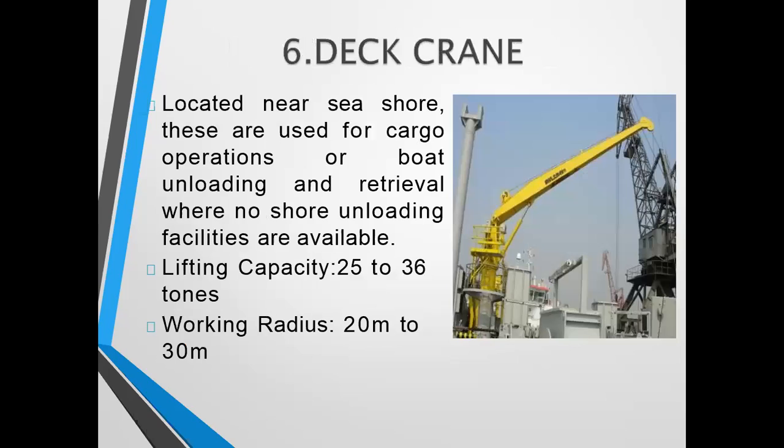The next type of crane is the deck crane. Deck cranes are located on ships and boats. These are used for cargo operation or boat unloading and retrieval where no shore unloading facilities are available. Most deck cranes used on ships or boats are diesel hydraulic or electric hydraulic. Lifting capacity is 25 to 36 ton. Working radius is 20 meter to 30 meter.